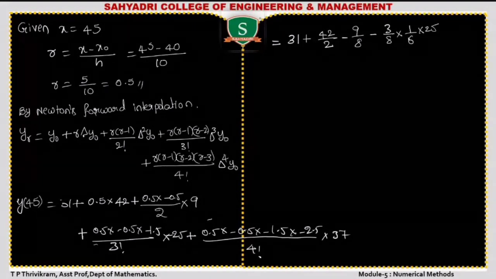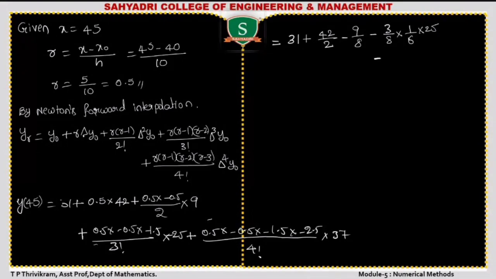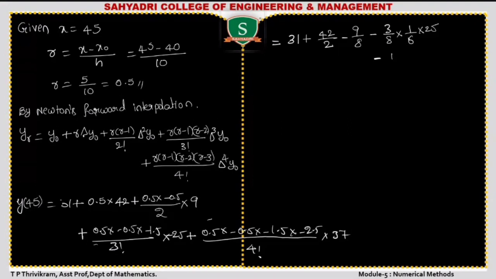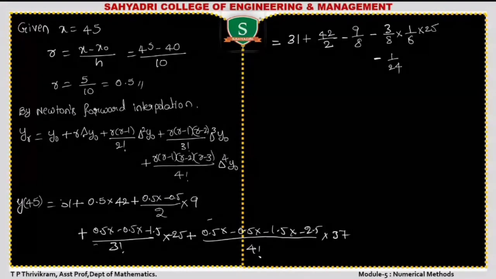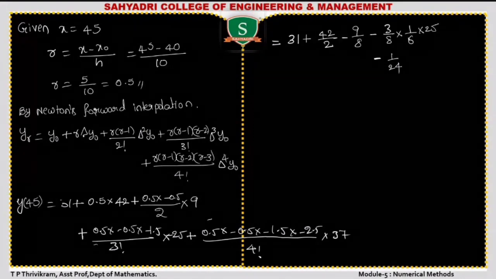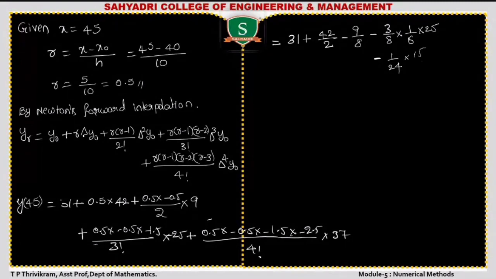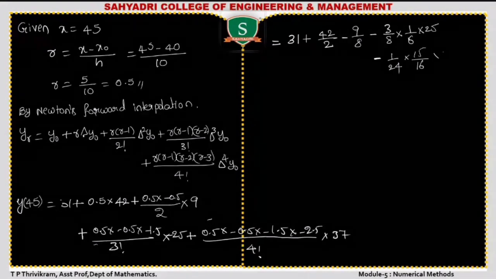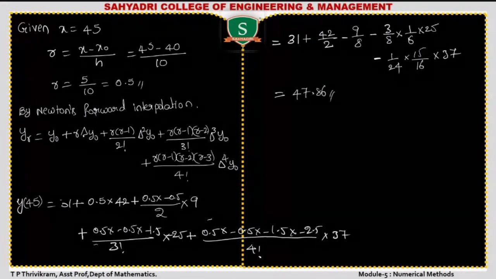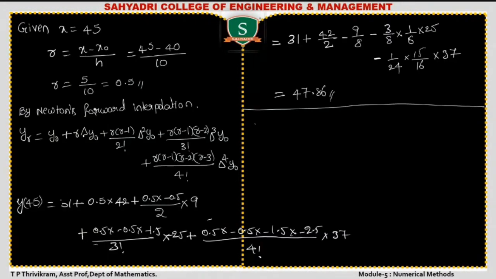Okay, next minus. Minus will get. Here in denominator 1 by 24 will be there, because 4 factorial is nothing but 24. 1 by 2 into 1 by 2, it is 1 by 4. 1 by 4 into 3 by 2, that means 3 by 8. 3 by 8 into 5 by 2, 15 by 16 will get. 15 by 16 into 37. So all minus only will get. If you calculate this much, you'll get 47.86. This will be the answer.